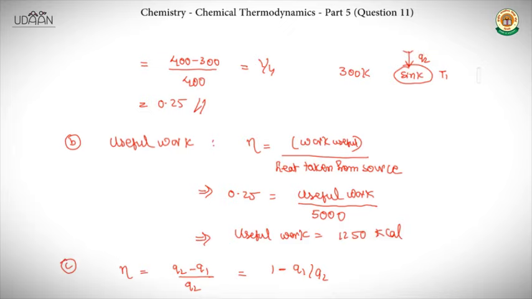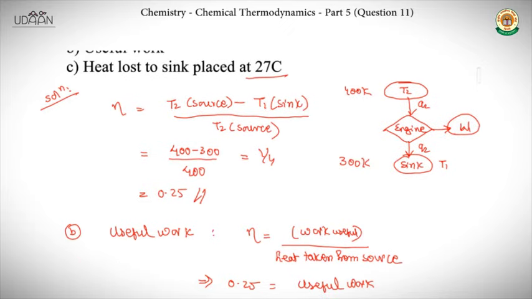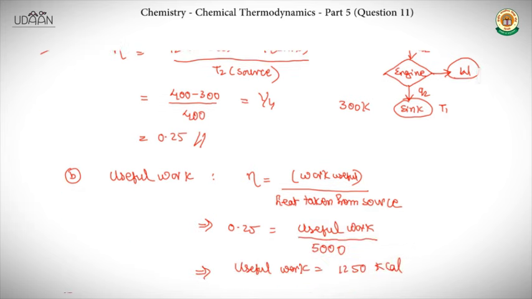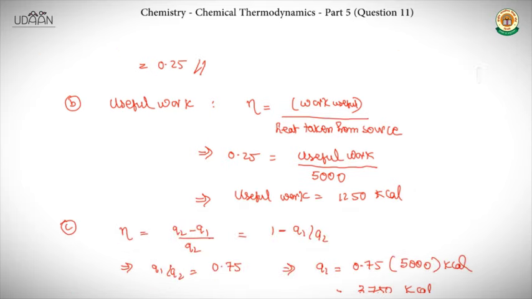So in this question what we are doing is that we are using three different definitions for efficiency. In the first case we use T2 minus T1 by T2, that is temperature of source minus sink by temperature of source. In the second part we use the basic definition of efficiency, that is energy that we are extracting and energy that we are supplying. And in part C we use one more definition, that is efficiency equals Q2 minus Q1 by Q2.